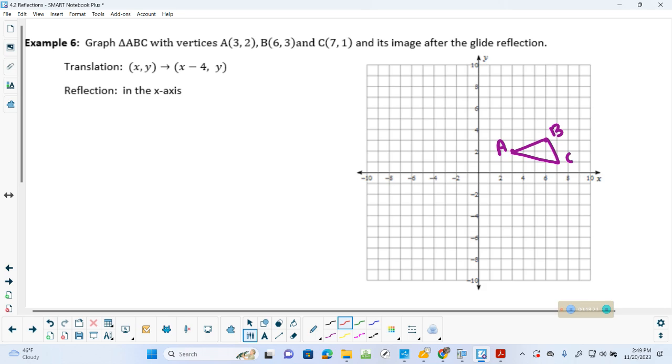Now, as always, kids, what do I do first? Just do it in the order they give you the problem. I'm going to do the translation next, then I'm going to do the reflection. So you're going to have 3 triangles on your picture this time. I'm going to do the translation in red.